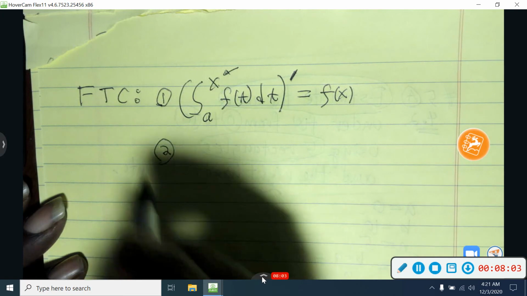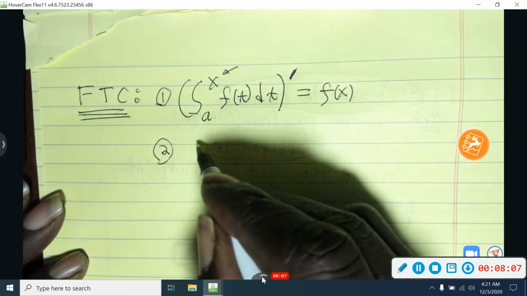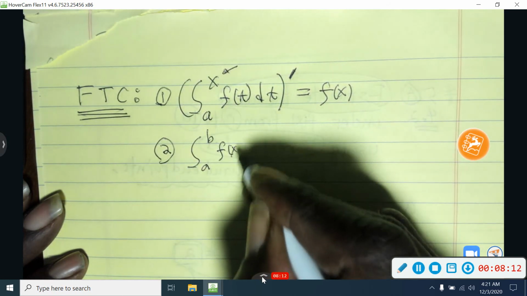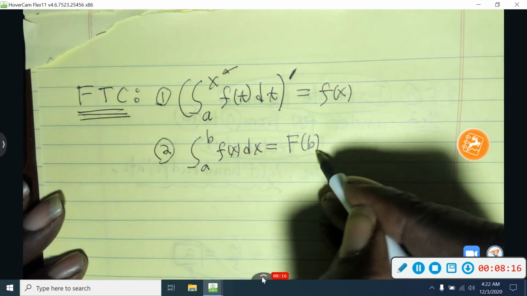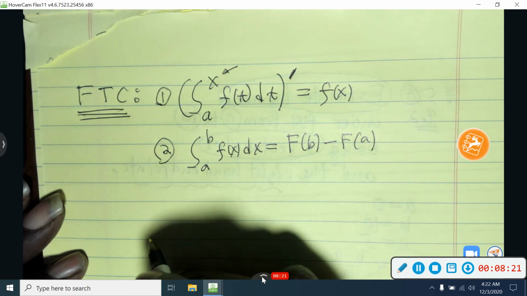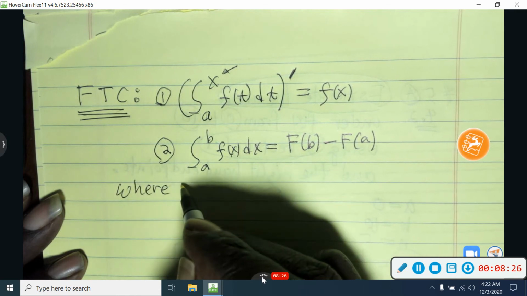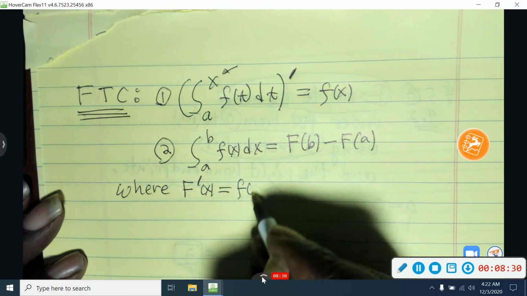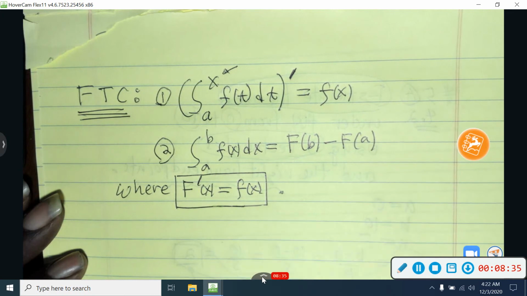Now, if you notice part 2 of the fundamental theorem of calculus, it says this: the definite integral from a to b of a function is equal to capital F of b minus capital F of a. Where what is capital F? I'll tell you yet again. Where capital F differentiates to be little f.